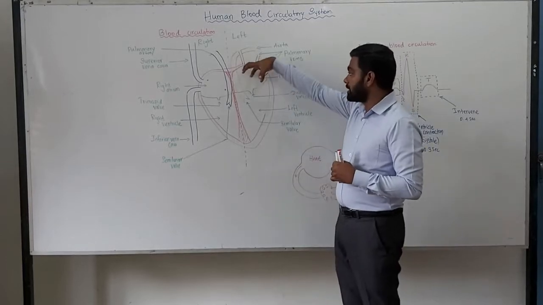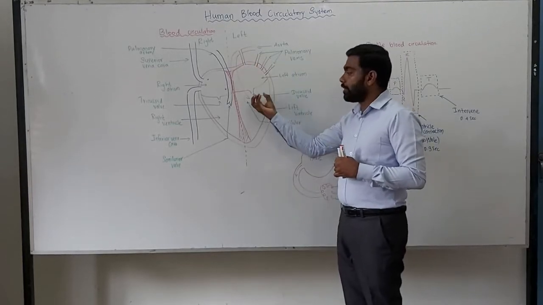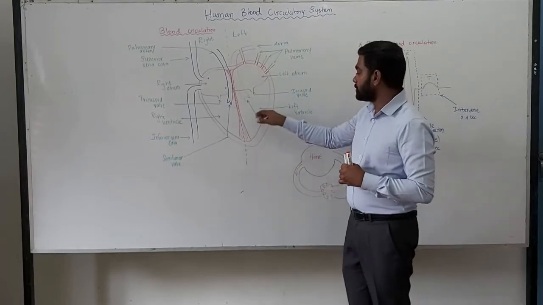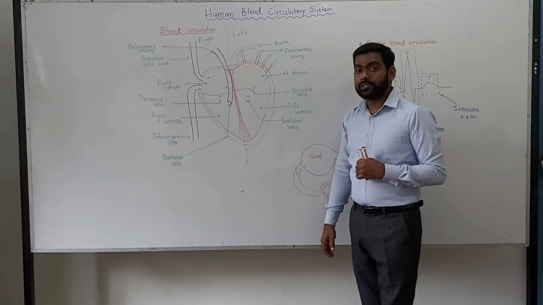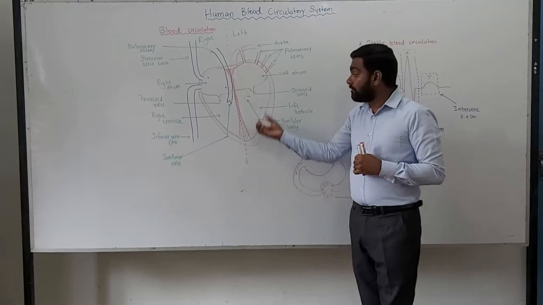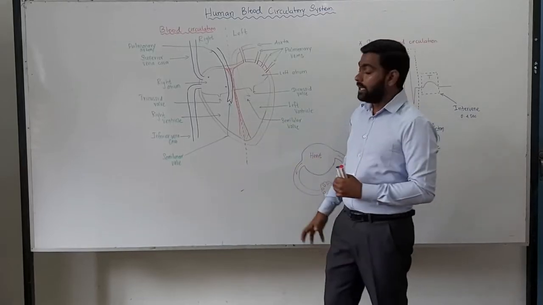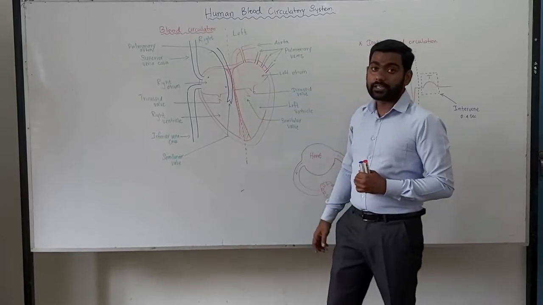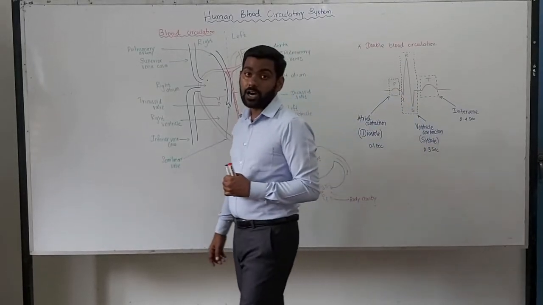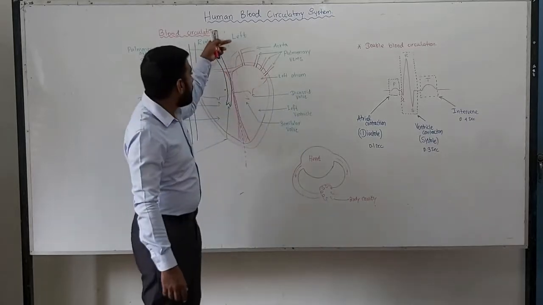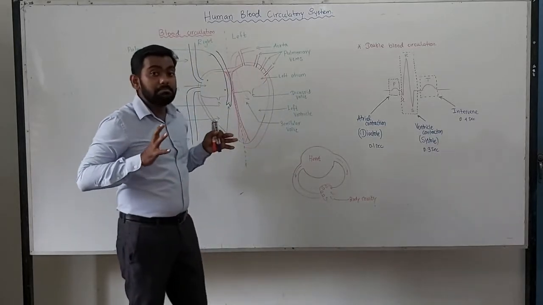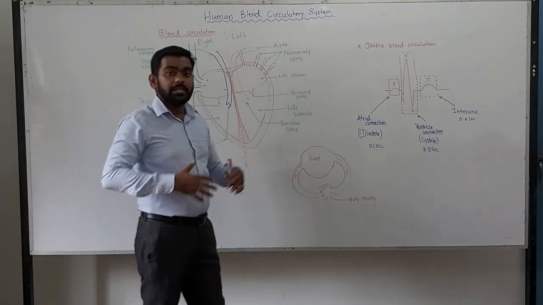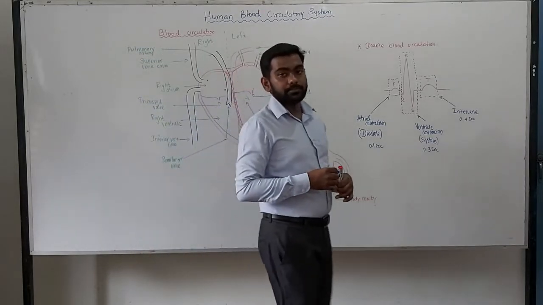You can see when it contracts, the bicuspid valve will open and the blood flows into the left ventricle. Now the left ventricle is filled, and you can see another tube or artery is connected. That is the main artery. We call it the aorta. Here you can see the aorta, and that is the main artery that supplies oxygenated blood to the entire human body.